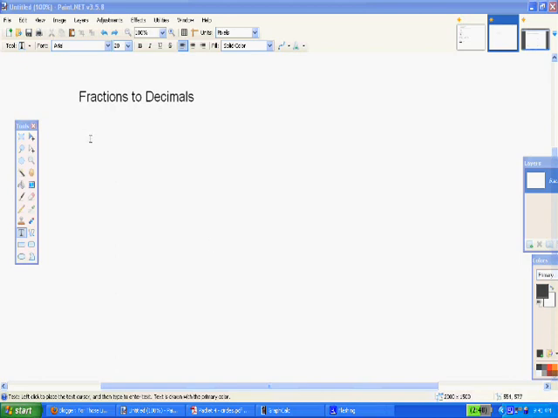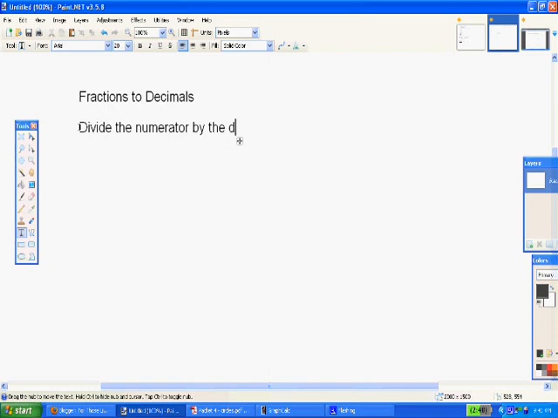Now that you understand that fractions are part of a whole, we're now going to talk about other ways to express that same type of information. So we're going to talk about right now how to convert fractions to decimals. And decimals are also a representation of a part over a whole. It's really simple to convert fractions to decimals. You simply divide the numerator, or the top number, by the denominator, the bottom number. I'll do an example.